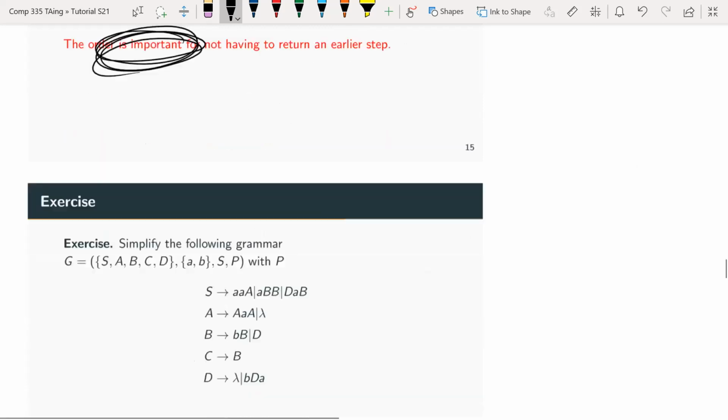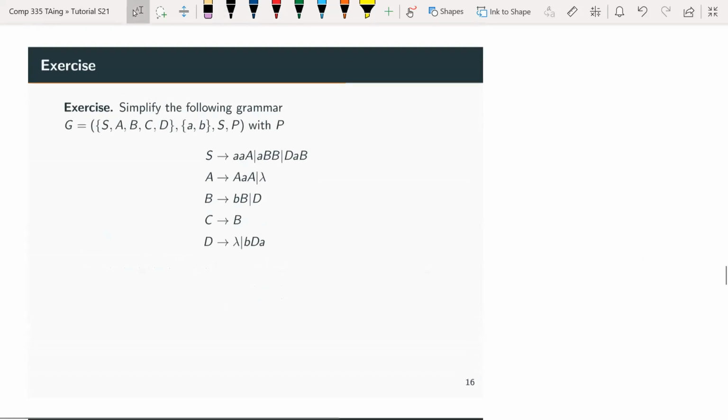And so to see if this was well understood, this exercise asks you to simplify it completely, right? So it asks you to basically remove lambda productions, then to remove unit productions, and then useless productions. So I'll give you a bit longer for this one. Let me give you 2 minutes to start it off, and then we'll look at it together.